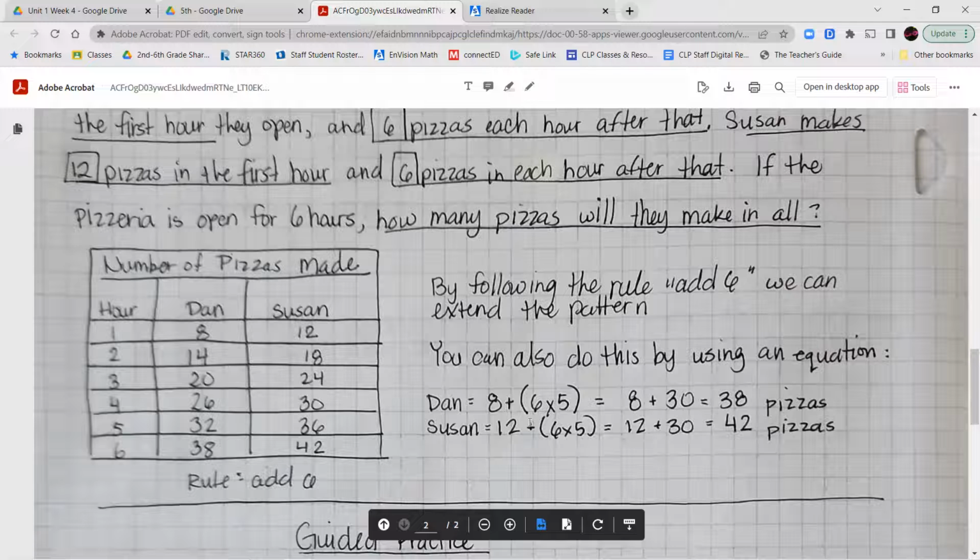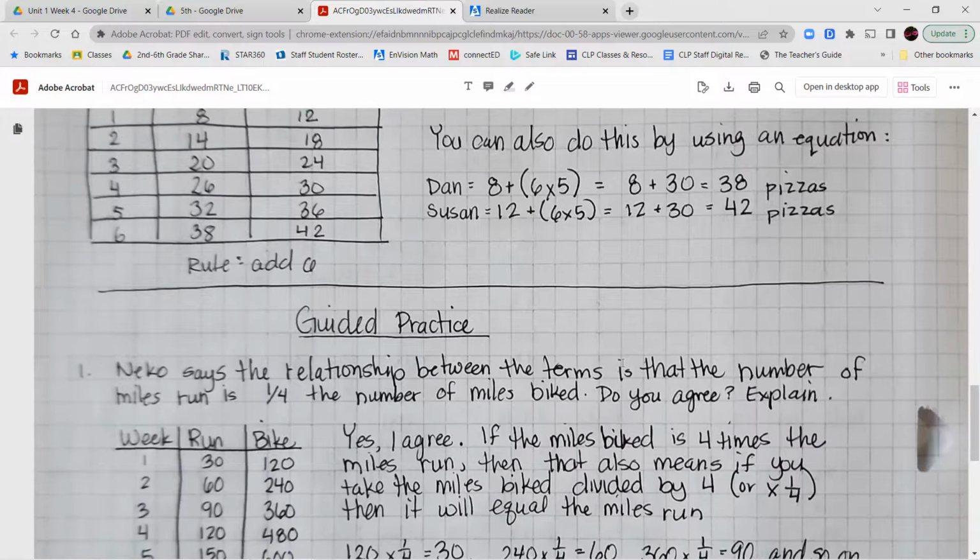For Susan, we're going to do the same thing. Her first hour is 12 pizzas plus 6 pizzas, sorry, for the next 5 hours, which is 12 plus that 30, which gives us 42 pizzas. That shows us and lines up with the total that we got when we did our data table. So you can use your data table, or you can use an equation. As soon as you figure out the rule, you're able to extend the pattern as far as you like.